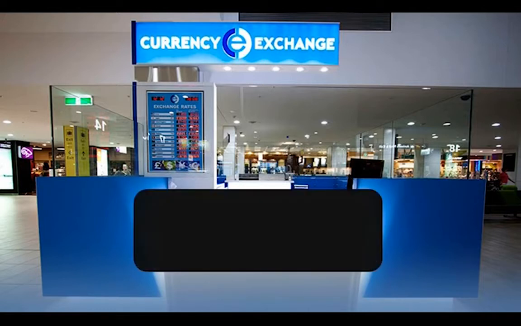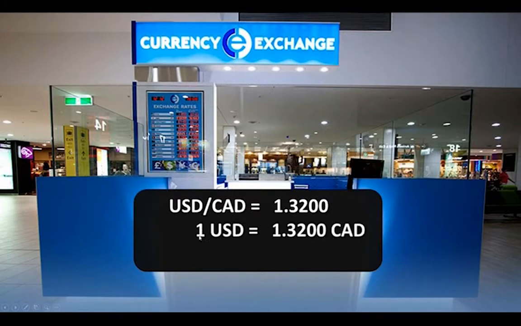Now, let's just say here that we're in the United States. Let's say that we're going to be going to Canada. And let's say before we go to Canada, we want to exchange our US dollars for Canadian dollars. And let's say the exchange rate for the US dollar Canadian dollar is 1.32. So what that means is that 1 US dollar is going to be worth 1.32 Canadian dollars.